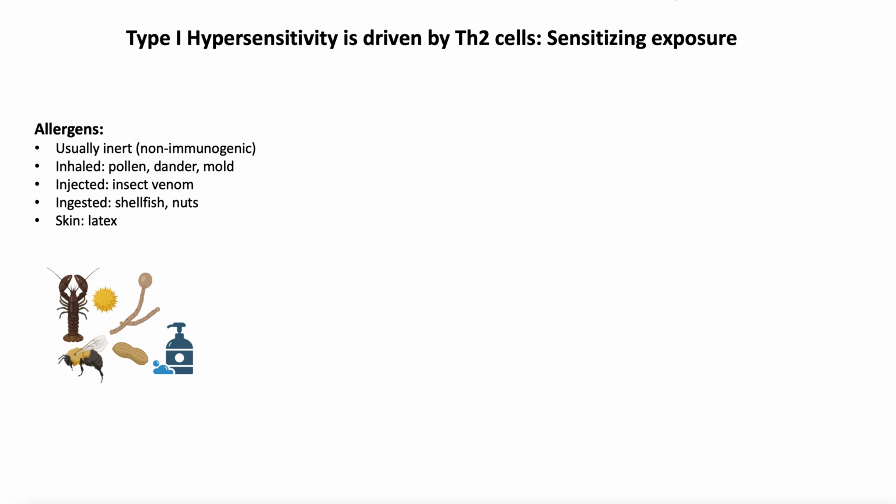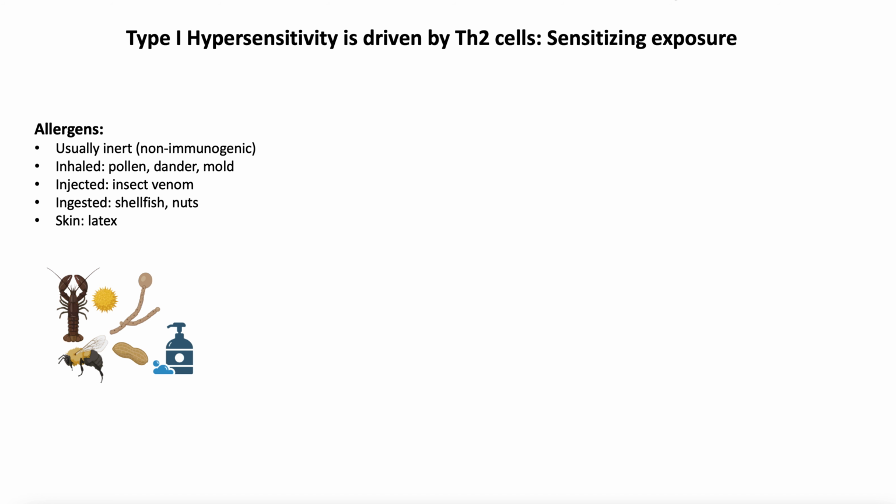First, many of us are exposed to inert molecules that are usually not immunogenic, but under certain genetic background susceptibilities, they may induce an immune response, and these are called allergens. Allergens include things like pollen and dander and mold and grasses and things that you inhale. Also things that are injected, such as a bee that injects you with insect venom.